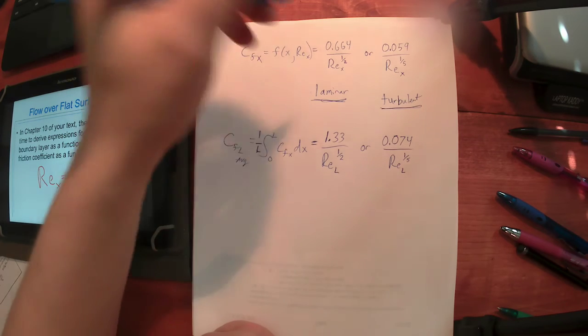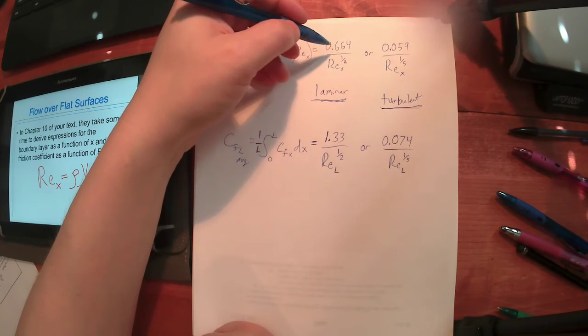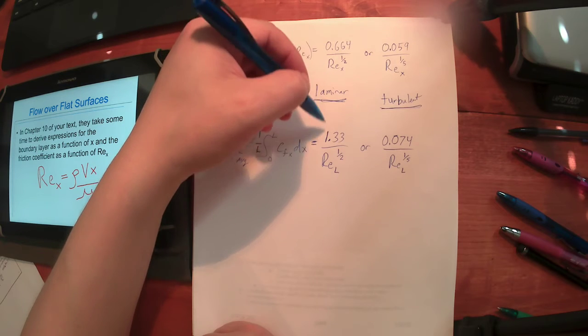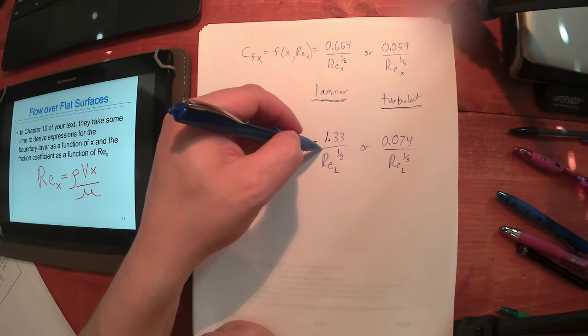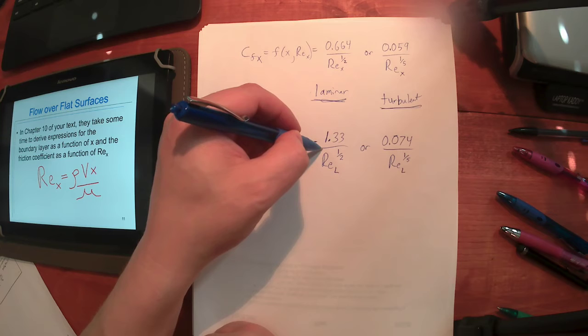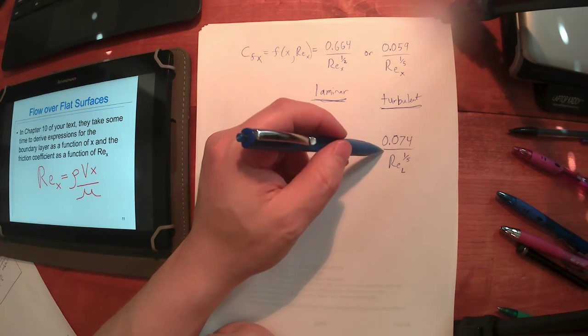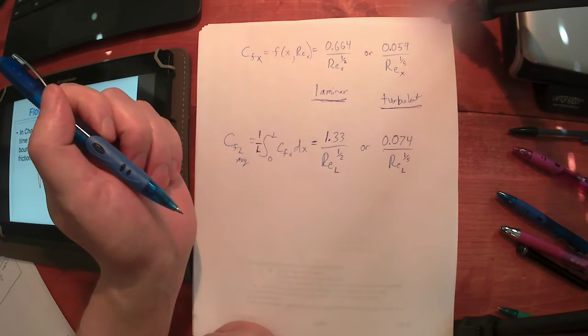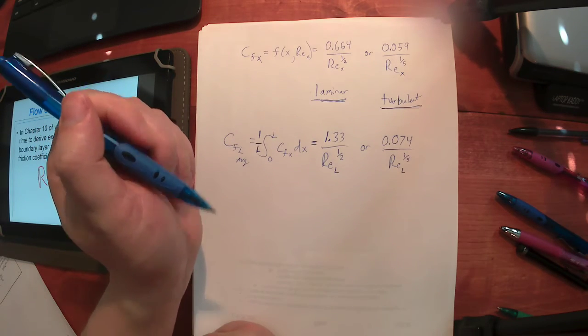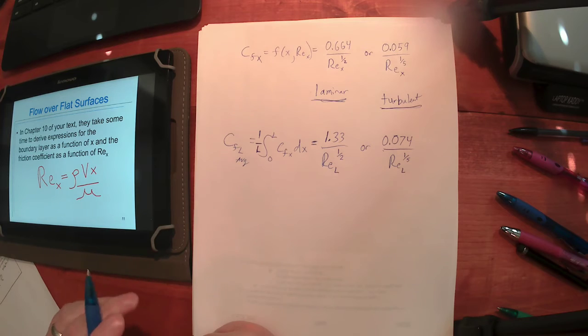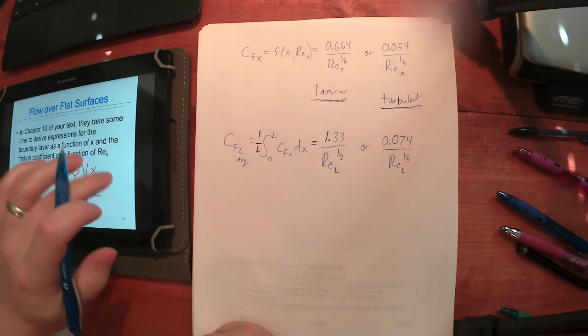All right, again, this is any particular x value if it's laminar, and if the entire plate is typically in the laminar region, or just barely, the end of it's just barely in the turbulent region, this will get you a really good approximation. If the majority of the plate is in the turbulent region, this guy will work just fine.